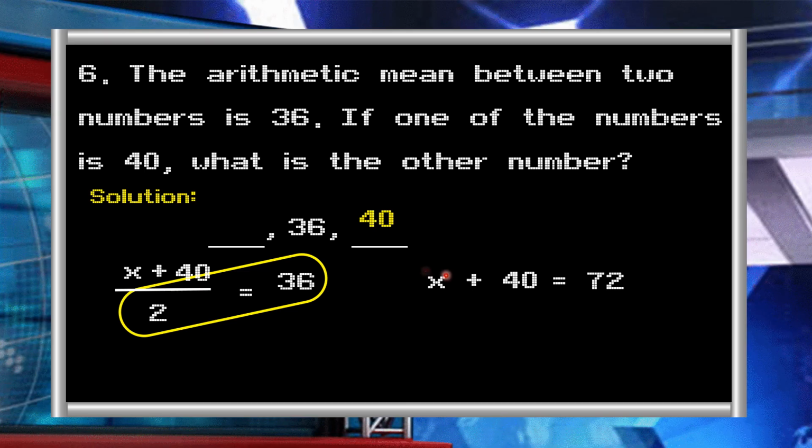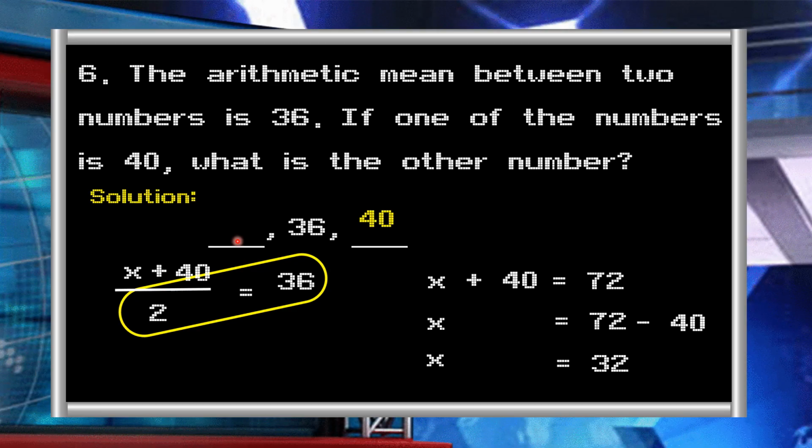Now, ano ba yung value ng x? Paano natin makukuha? Lipat natin yung 40 to the right. So, we have x is equal to 72. And then, yung positive 40, transposing it to the right, it will become negative 40. So, x is equal to 72 minus 40 is 32. So, ibig sabihin, 32 yung ating term na nawawala or yung ating first term.